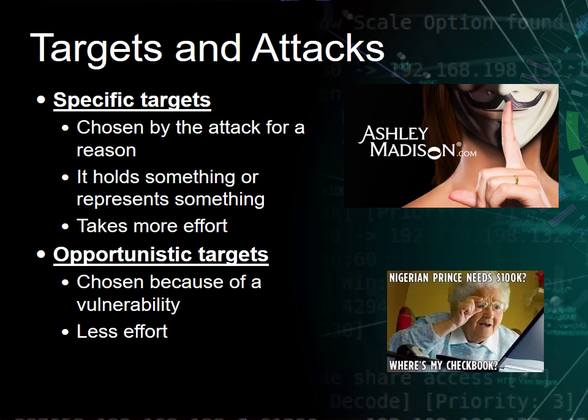Opportunistic targets are things such as phishing scams and other things of that sort, where they can cast a broader net. They're just looking for an opportunity because somebody is naive and willing to do what they're looking for.